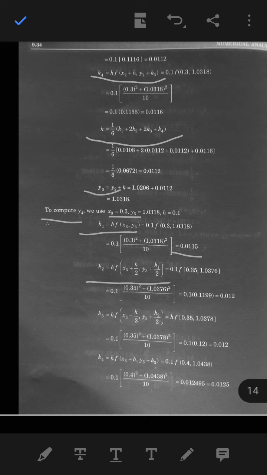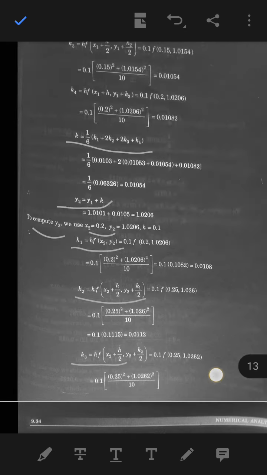And next k4, and this is h into f of x3 plus h, y3 plus k3, and after putting the values we find that this value is 0.0125. So we have seen that we have computed all the values correspondingly at 0.1, 0.2, 0.3 and 0.4. So this is the Runge-Kutta method.